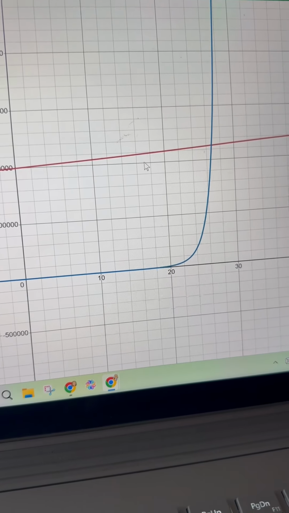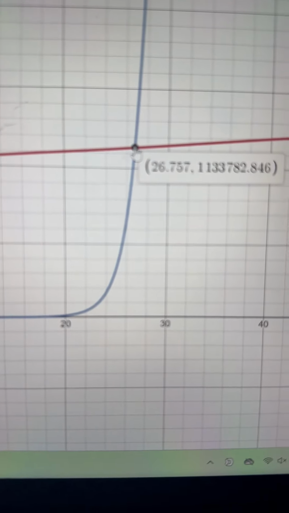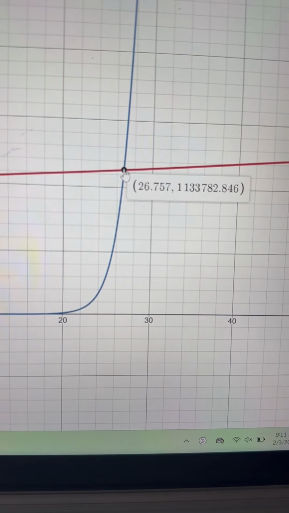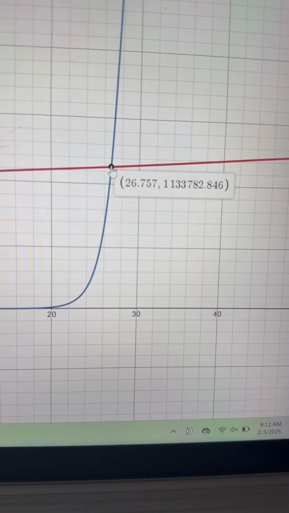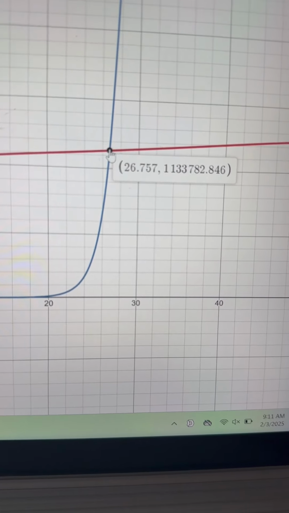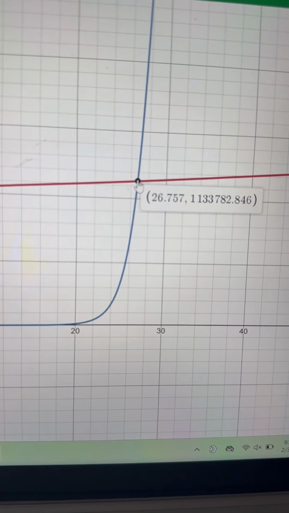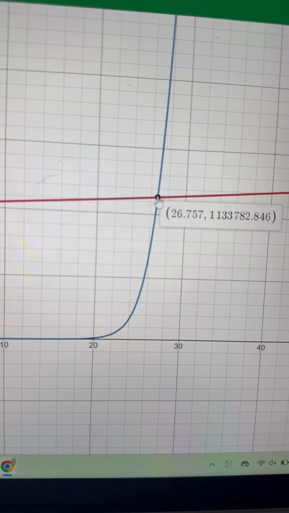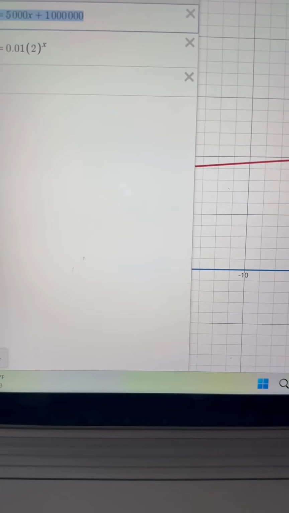So really up until day, let's click on this and see, up until day 26.757, that is when it's really going to switch. And that red line is now going to be below the value of that blue line. So today we're going to be doing that algebraically, but I wanted to give you some context on how that works. So your equations today are going to look a lot like this.